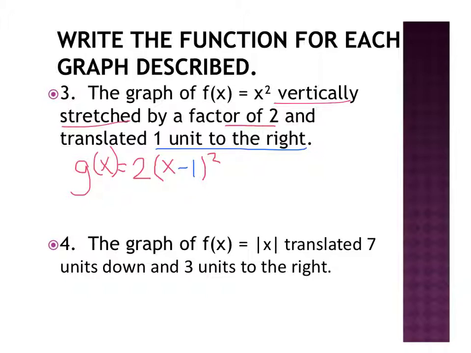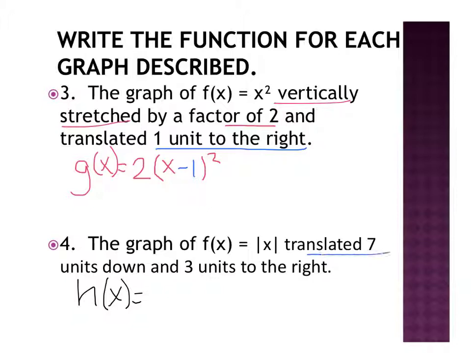Let's check out this one down here. We'll have h of x this time. Switch it up. If the absolute value of x is translated 7 units down and 3 units to the right, okay. Well, if it's translated 7 units down, that's going to be on the outside, I'm going to be subtracting 7, and 3 units to the right, I have to think opposite, so I'm going to be subtracting 3 on the inside. Okay, let's write it out.